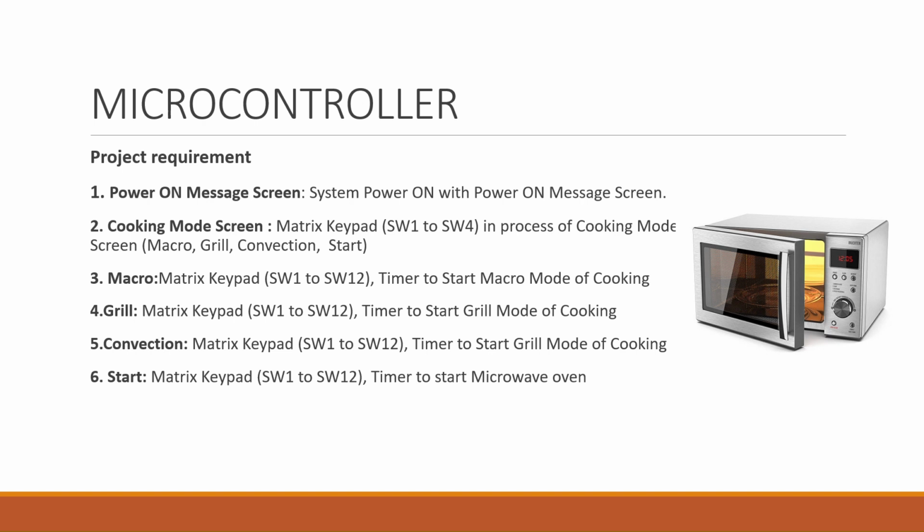We can see the cooking modes, that is micro, grill, convection and start. After that we are seeing the LED programming. We are using an LED here, and we need to toggle it. This is the program of the LED.